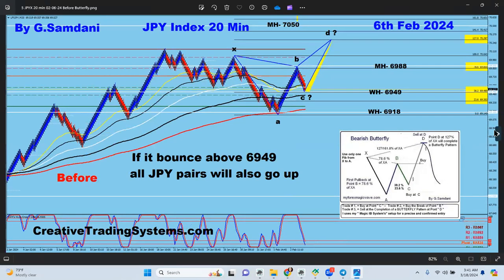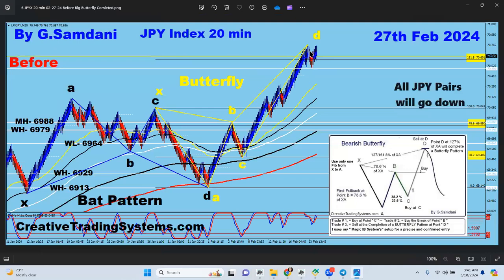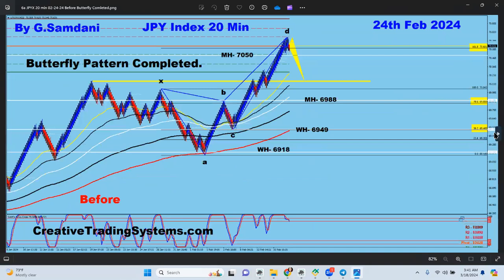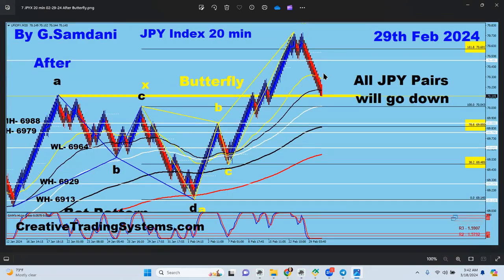I made this chart that it's going to go up and then all the way to this level here, the 161% extension, making a butterfly pattern, a big butterfly pattern. These are like Armani patterns. So this was a bat pattern that turned into a butterfly pattern, and then I said it's going to drop like this, to this high here, and look what happened. Boom, it dropped.